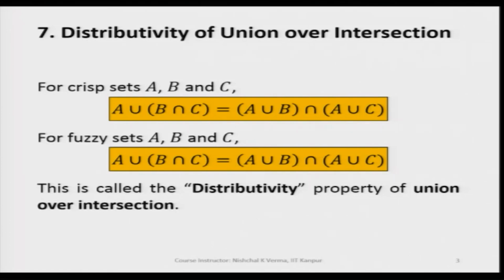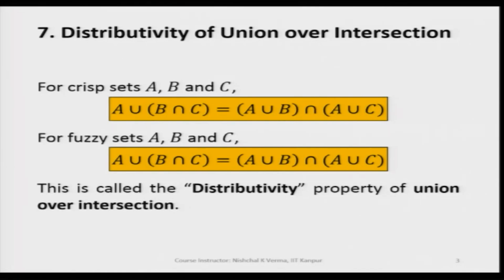And this distributivity property is divided into two parts. The first part will be the distributivity of union over intersection, and then the second part will be the distributivity of intersection over union. And the distributivity property will be discussed with respect to the fuzzy sets, the continuous fuzzy sets and the discrete fuzzy sets.